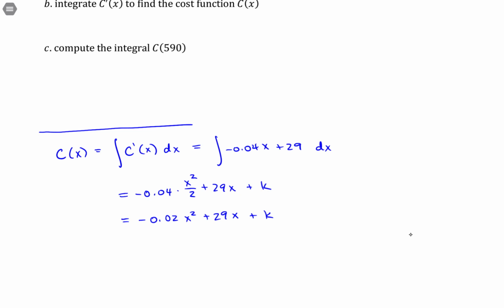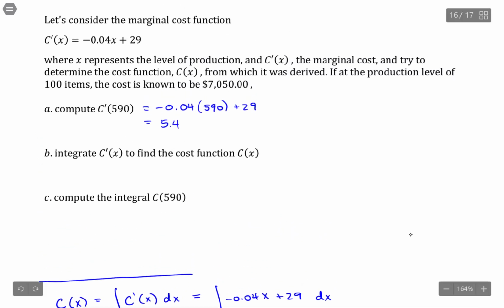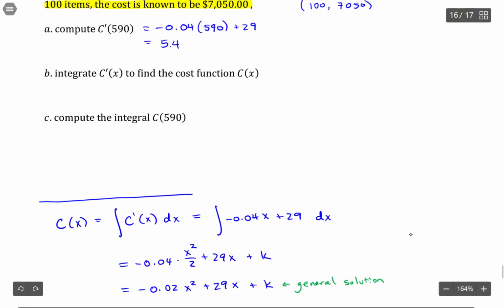Now, we do not have the cost function. The reason is this is a general solution for the cost function. What we need is a particular solution that fits some initial value. So back in the original problem, we were told that at the production level of 100 items, we had a cost of $7,050. So what that means is for x, the production level, being 100, the y, which is the cost, the output value, is 7,050.